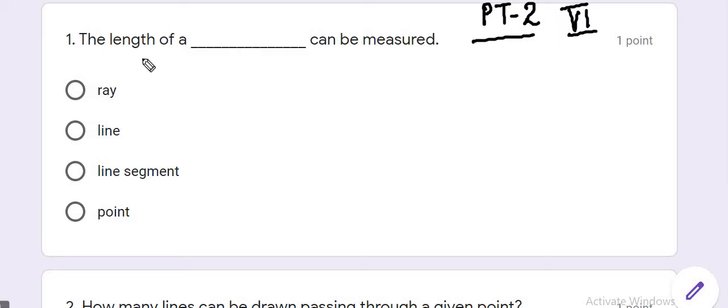Question number 1. The length of a dash can be measured. As you know that ray and line are infinite, so they cannot be measured. Only line segment can be measured. Further, point has no dimensions. So the correct option is C.